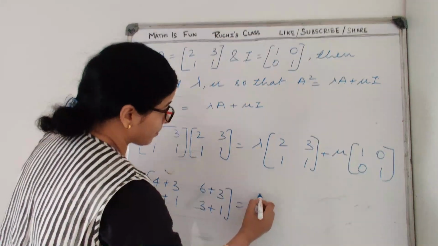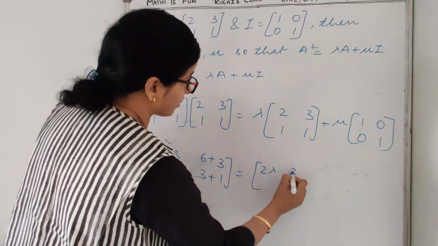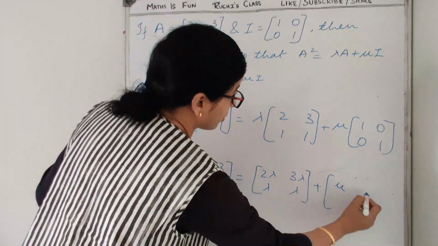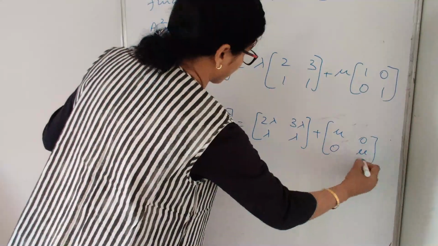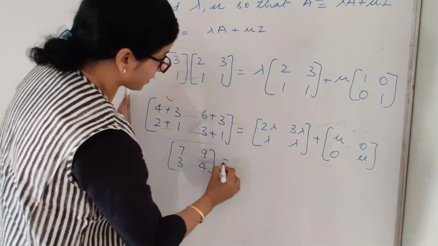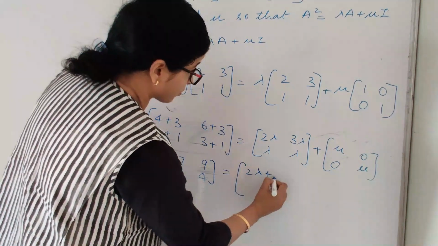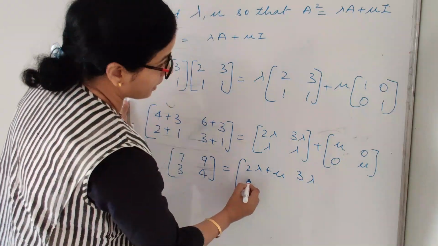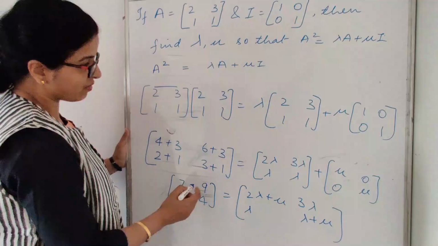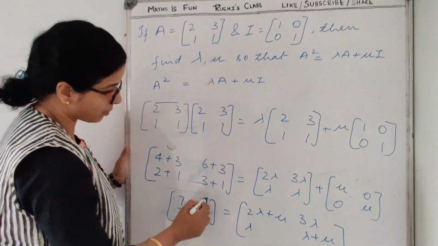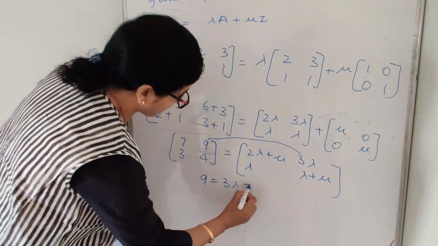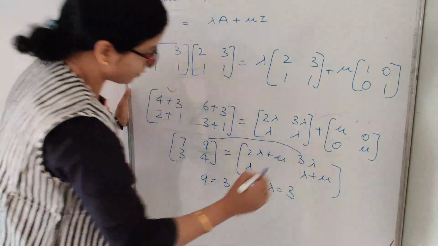Okay. Equals, multiply lambda inside. This is scalar multiplication. 2 lambda, 3 lambda, lambda, lambda. Okay. Here also, so mu 0 0 mu. Solve this. So what we are getting? 7 9 3 4, which is equal to, now add these two, 2 lambda plus mu, 3 lambda, lambda and lambda plus mu. Okay. Now what you can do, since the matrices are equal, their corresponding elements will be equal. So I can keep these two equal. So I'll get the value of lambda. So 9 is equal to 3 lambda. It implies that lambda is equal to 3.